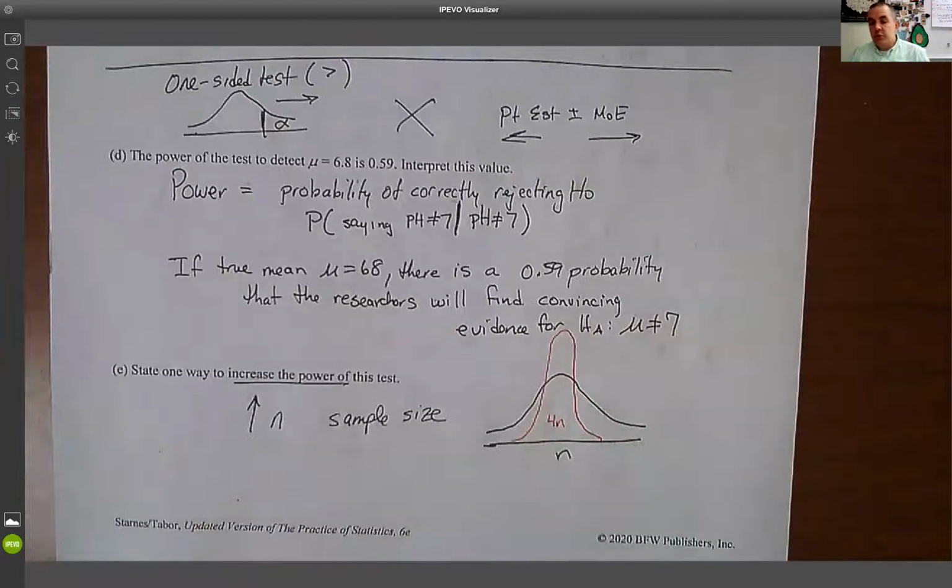What happens is when you do that, you reduce that variability. You kind of condense the curve. There is a greater chance of you correctly rejecting the null hypothesis. So that's what we talk about when we talk about power.